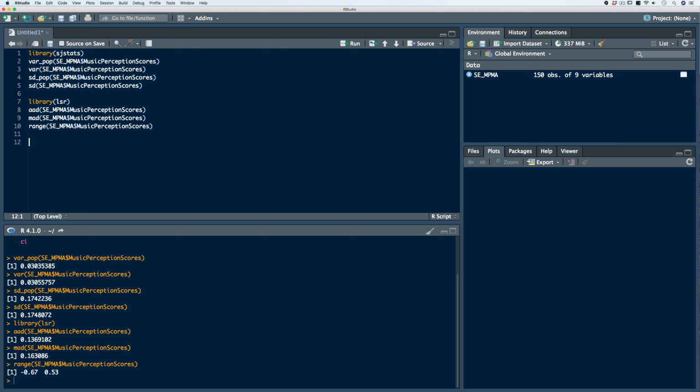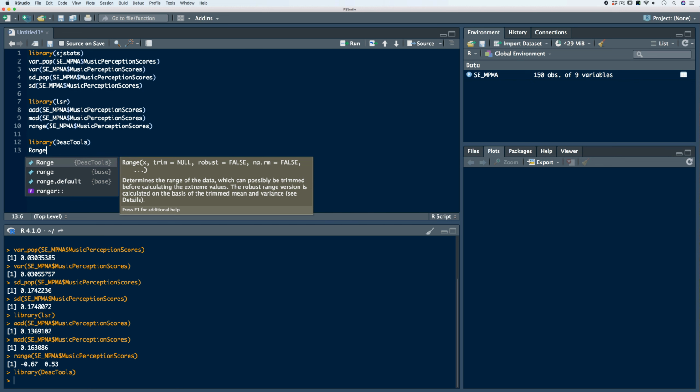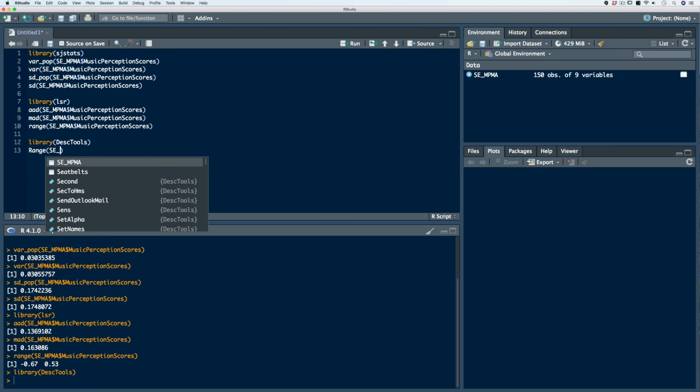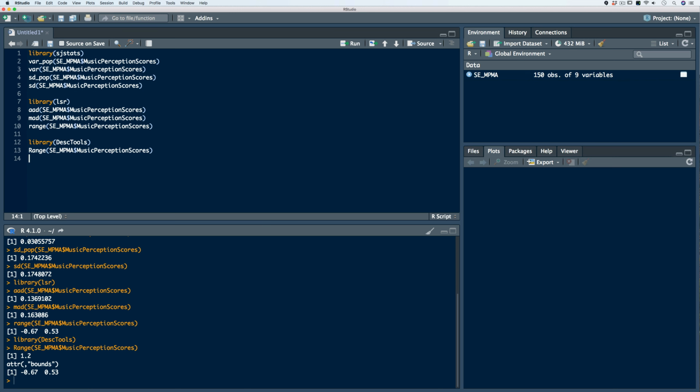However, it's better to use a function to do that. And so we're going to use the DescTools package to do that. I already have it installed on my computer, so I'll simply load it using the library function. And here we're going to use the Range function from the package. Note that the function uses a capital R. And again, we'll pass in our music perception scores variable. And so here we see that the range is 1.2, and it also provides the minimum value and the maximum value of the distribution, sometimes referred to as the upper bound and the lower bound.